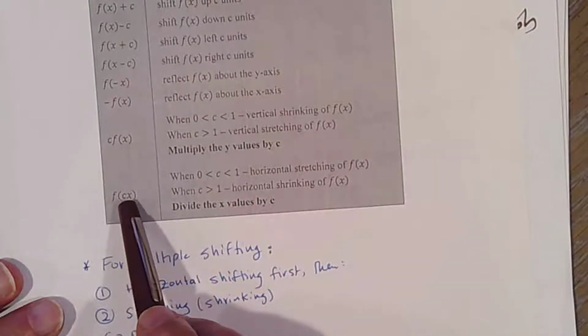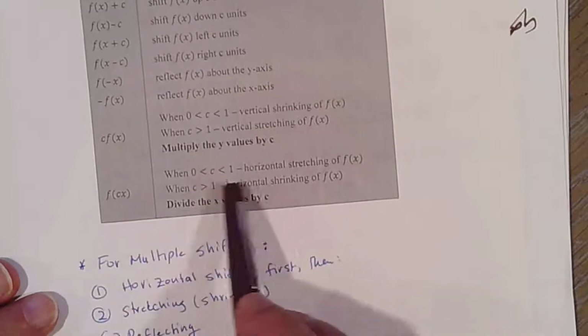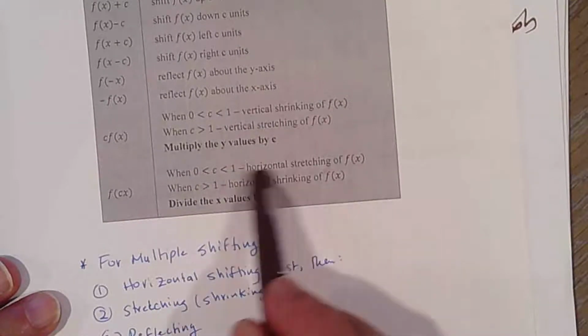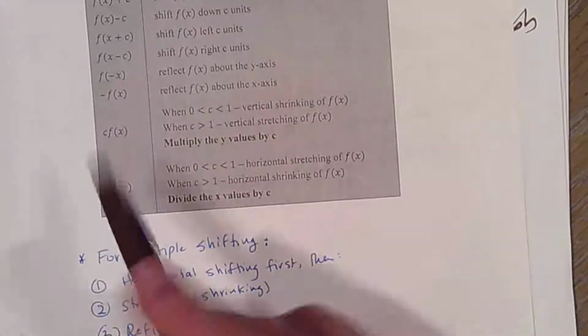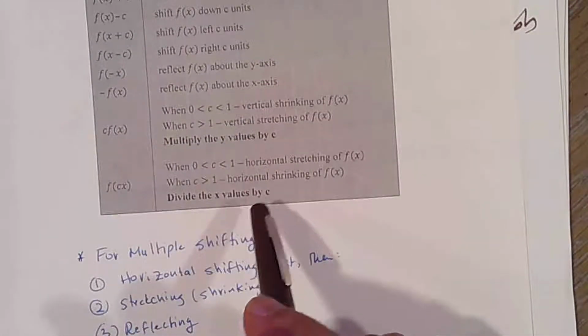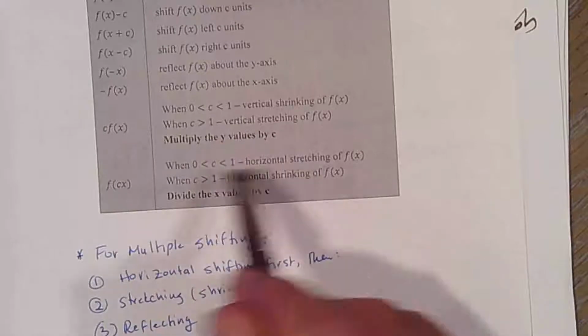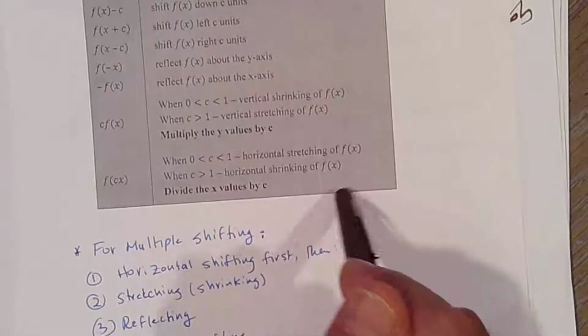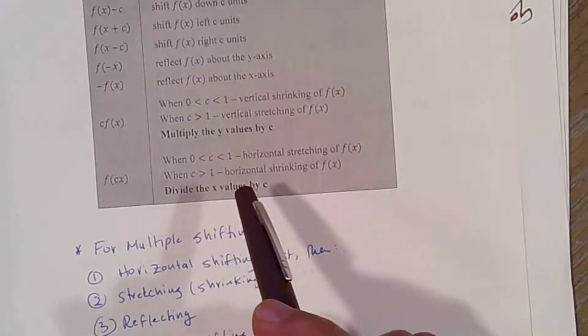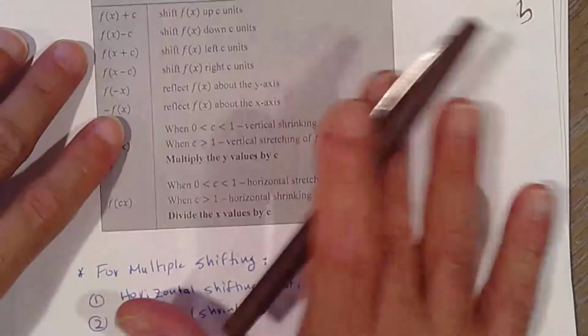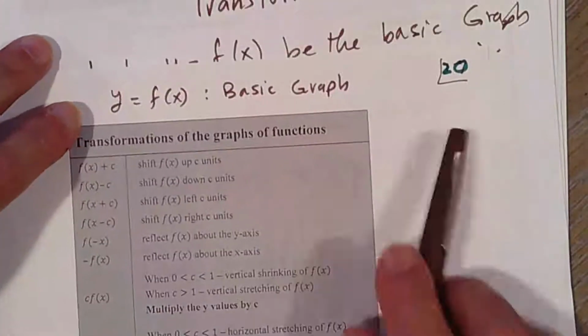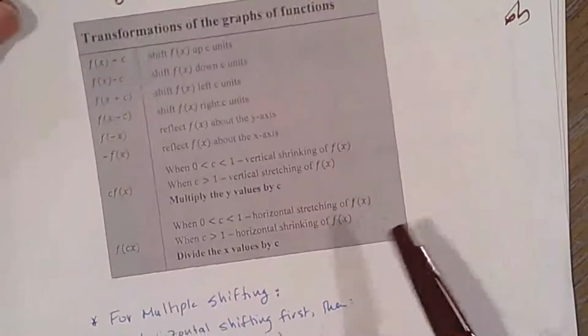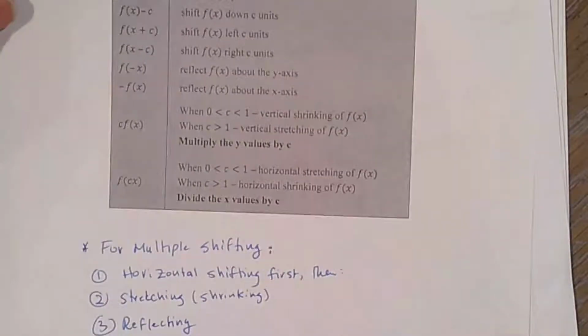If the c is times x inside the parentheses, then it's horizontal stretching if c is between 0 and 1, and then horizontal shrinking if c is greater than 1. So again, this handout is in the notes, number 20 in your notes on that section. We're going to keep this handy as we see examples.